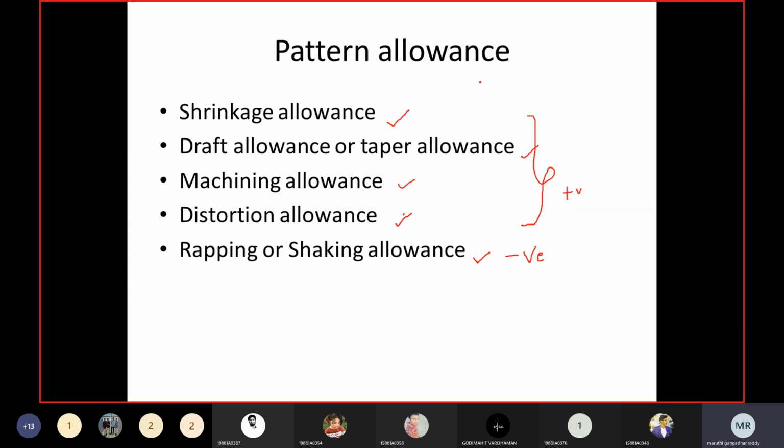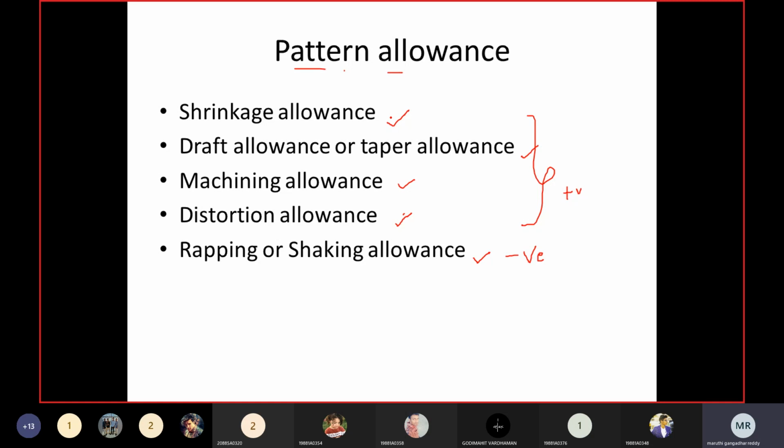So once again I am going to remind you of the meaning of the pattern allowance. There arises a question: Sir, you are saying the pattern is the model or replica of the casting, but why again these pattern allowances? Here I will ask one simple question. The raw material which we are using in casting is in which state? Is it gaseous state, liquid state, or solid state? Can anyone answer? Casting primarily, the raw material which we are using, will be in which state? Whether it is solid, liquid, or gaseous?